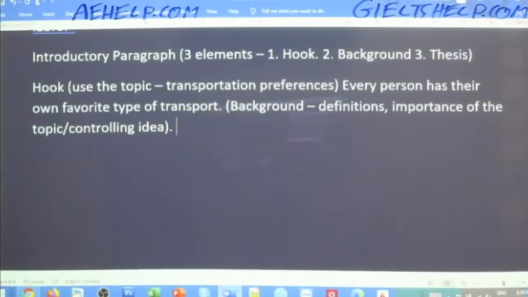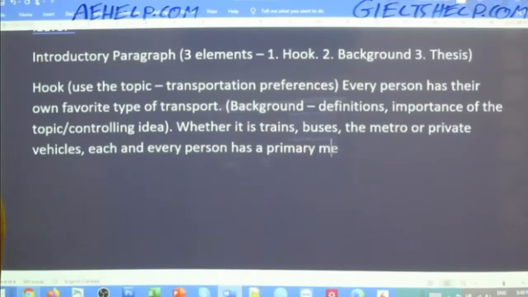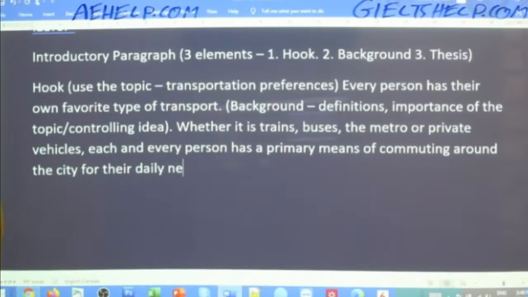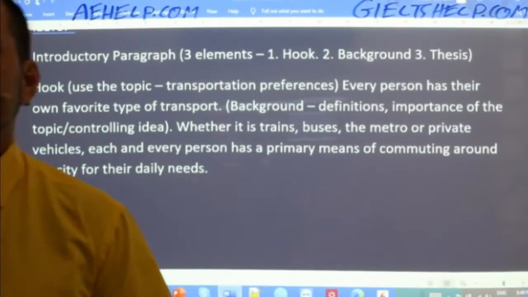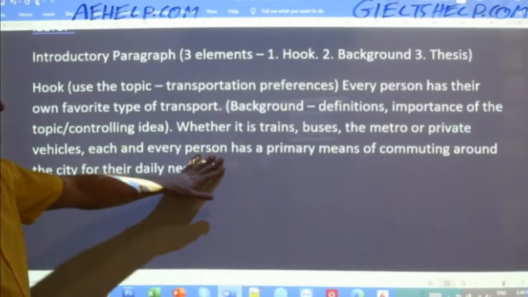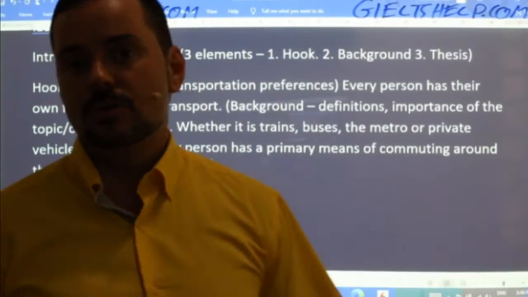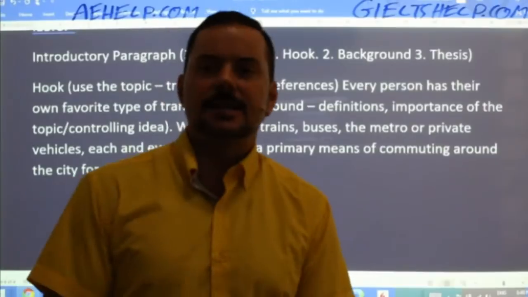So whether it is trains, buses, the metro, or private vehicles, each and every person has a primary means of commuting around the city for their daily needs. All right, that's my definition. Okay. So whether it is trains, buses, the metro, or private vehicles, each and every person has a primary means of commuting around the city for their daily needs, whether it's shopping, school, or work. Okay, I can go into more, but it's not necessary. This is enough, all right?